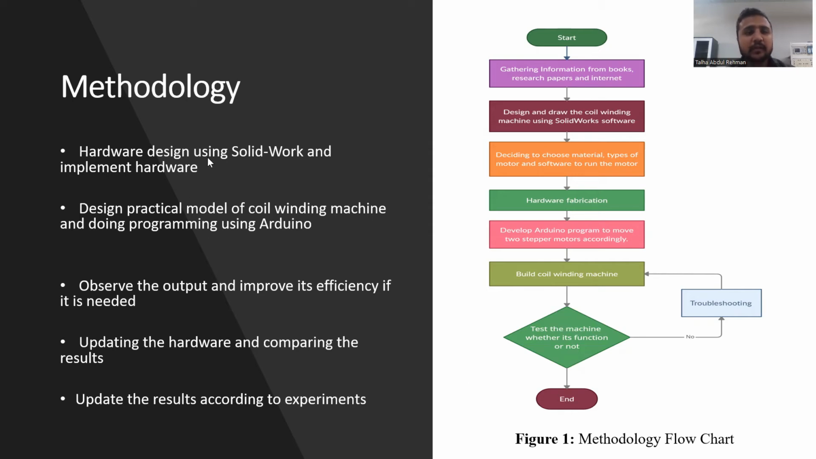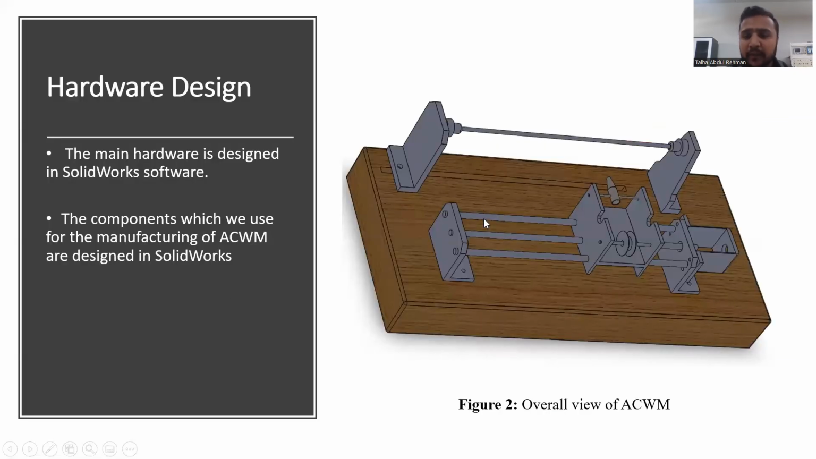In this hardware, we also do the hardware design. We are using SolidWorks and implementing the hardware. Then we build the practical model of the coil winding machine and do programming using Arduino. We observe the output and improve the efficiency if it is needed. Then we will update the hardware, and after that comes our result, and it will be the end of our project. Now we are moving towards the main hardware part.